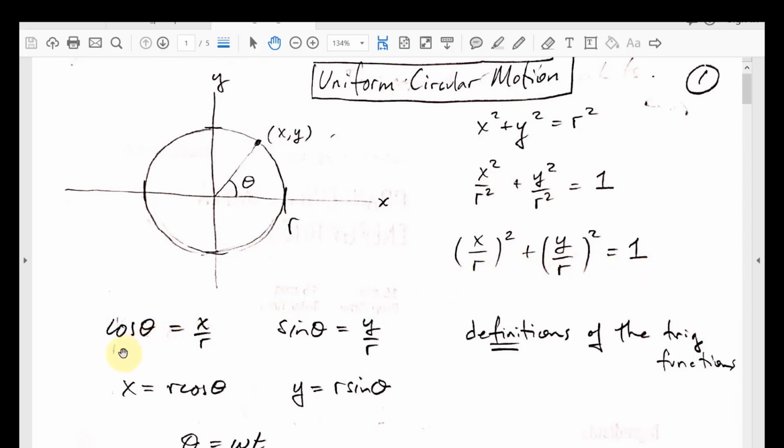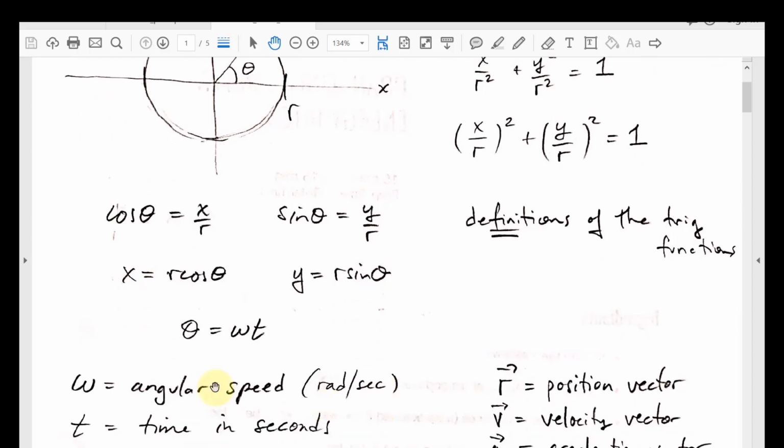So what we can do is say cosine theta is x over r, and let's make sine theta the y over r, and that's really fundamentally what the definitions of sine and cosine are. They relate this angle theta to a point on a circle. So we can rewrite these equations where x is r cos theta and y is r sin theta, and let's just define theta to be omega times t, and we'll call omega the angular speed. That would be measured in radians per second, and time, we'll just use the variable t and measure time in seconds.